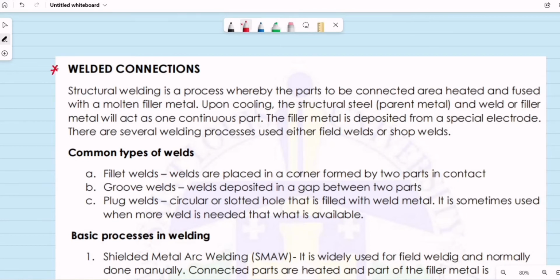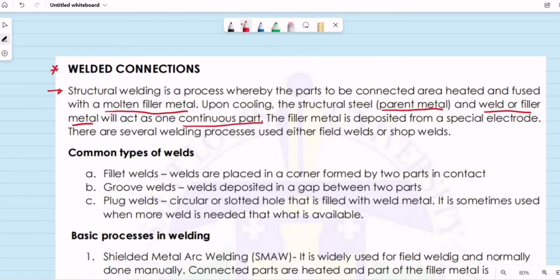Okay, good day. So let's have our discussion for welded connections. We have structural welding. Structural welding is a process whereby the parts to be connected are heated and fused with a molten filler metal. Upon cooling, the structural steel, that is, the parent metal, and the weld or filler metal will act as one continuous part.